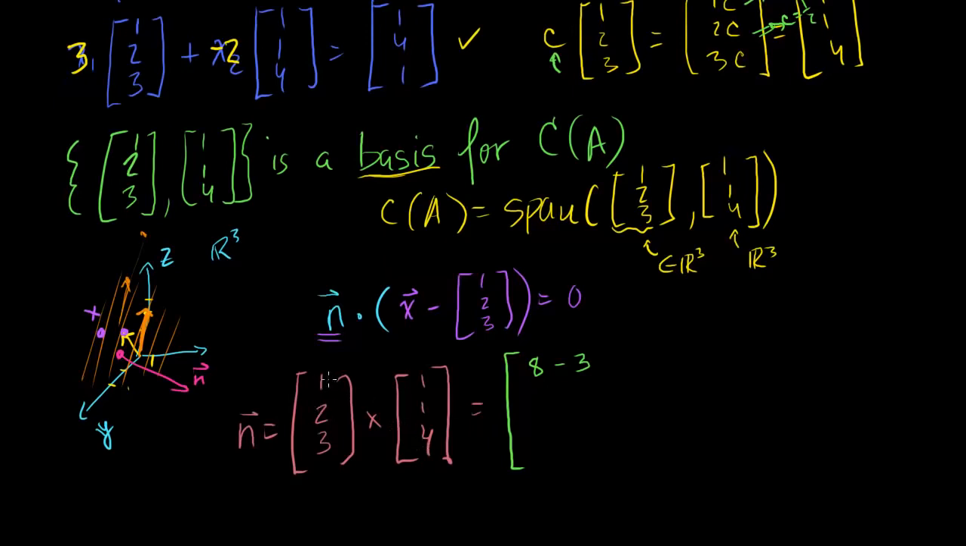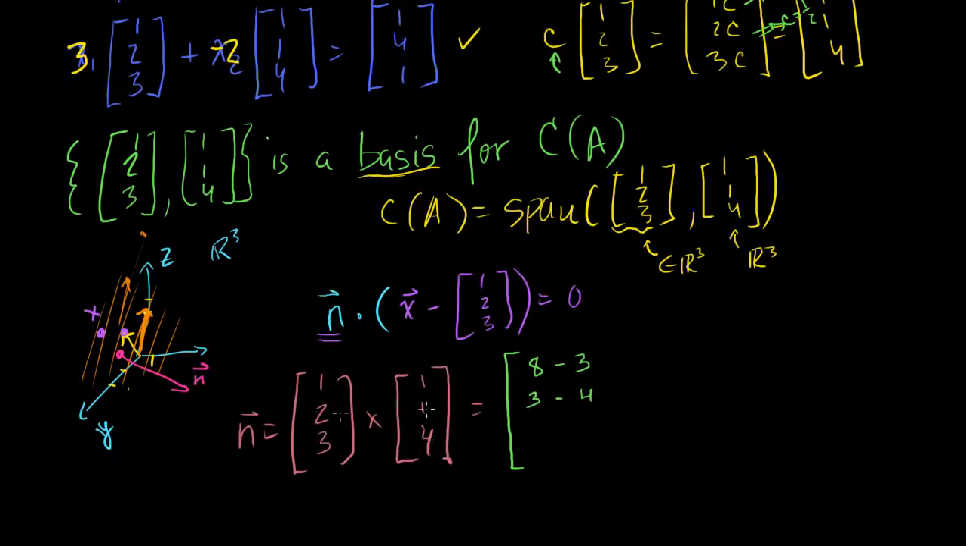Then for my second row, I have 1 times 4. And my temptation is to do 1 times 4 minus 3 times 1. But you reverse it. You do 3 times 1, so it's 3 minus 1 times 4, minus 4. Right? We've done that multiple times. You might want to review the cross product video if that seems strange.